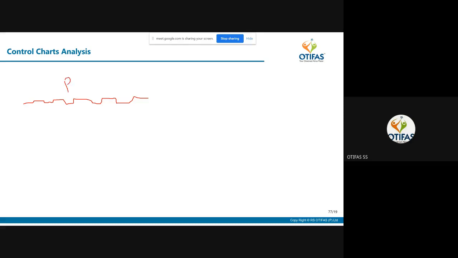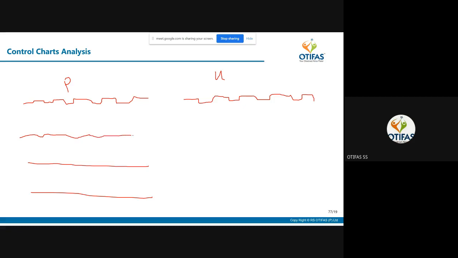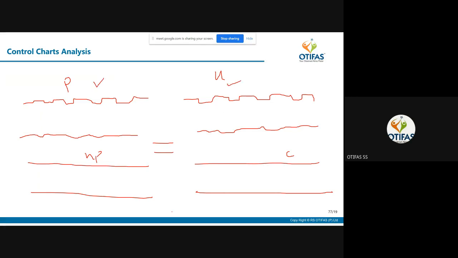In a P chart, and in a U chart also, you will get this, because in a U chart also you have different sample sizes. But in NP, you will get something like this. This is for the P chart and U chart. But in an NP chart, you get a straight line. In a C chart also, you get a straight line. And X bar, X, all give straight lines. But in P and U charts, you get something like this. So you can identify which chart this is.